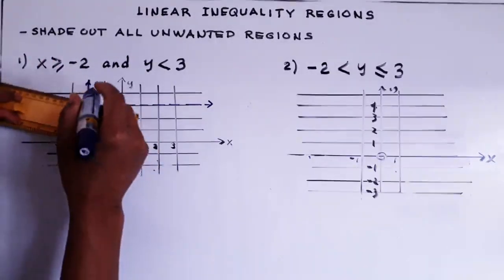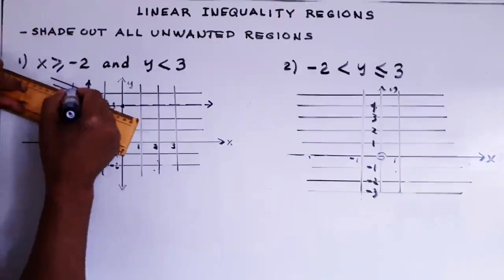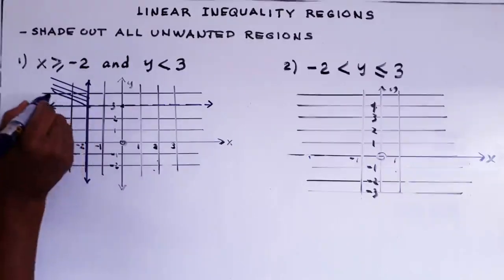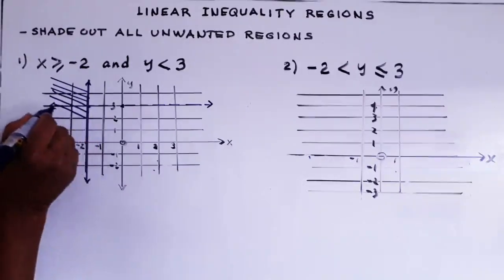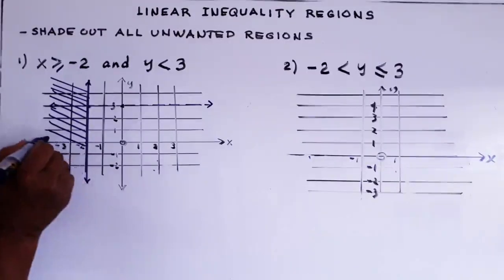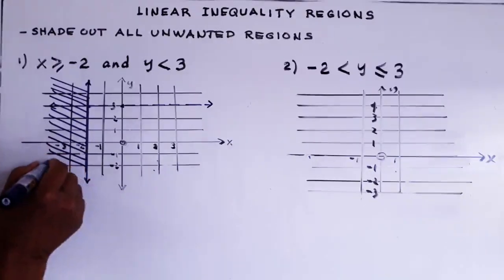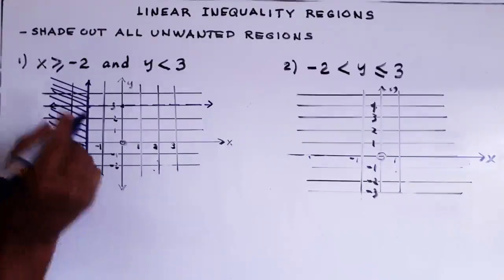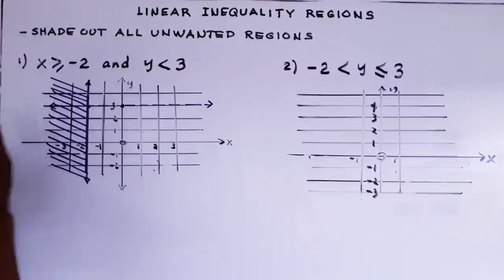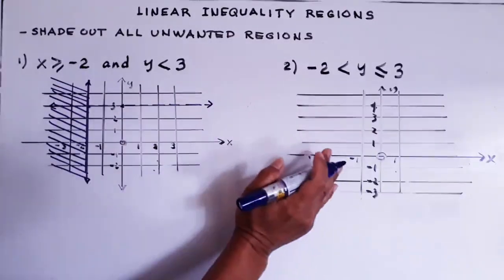So we are going to shade the unwanted region. So I'm just going to put like that one. Okay, make it fast. But if you are doing your work there in your homework, you use a ruler so it will be nice. All right. So this is the unwanted region, and we have the wanted region which is clear. We don't have the shade here.